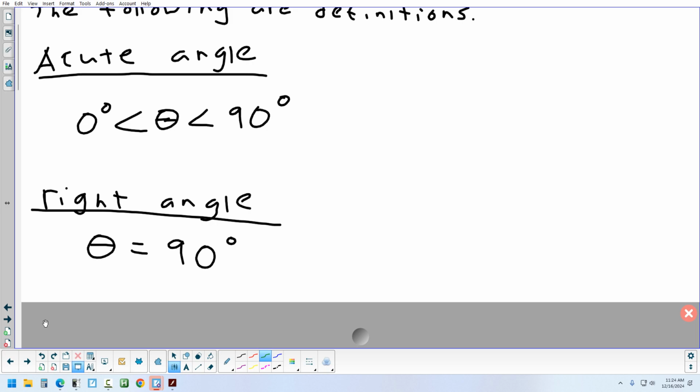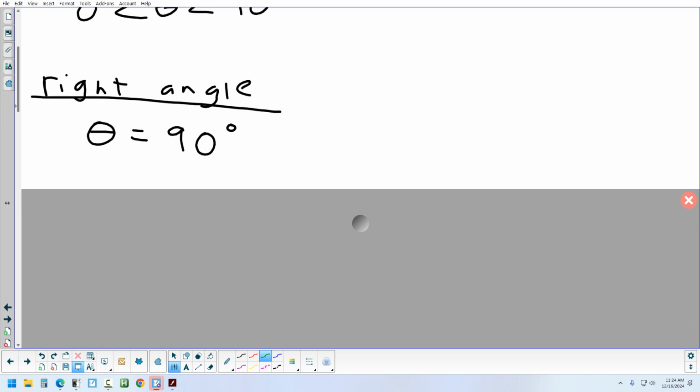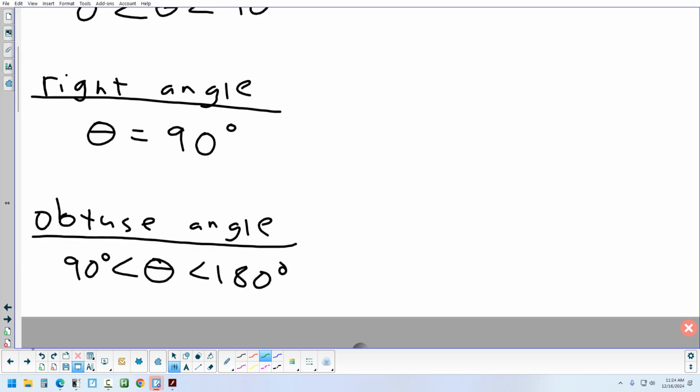How about the next category, which is from 90 to 180? That's obtuse. And again, it does not include either the 90 or the 180, because when it's 180, what kind of angle do we call that? I didn't actually write this one on the board. That's a straight angle. Okay, so those first three definitions apply to a single angle.